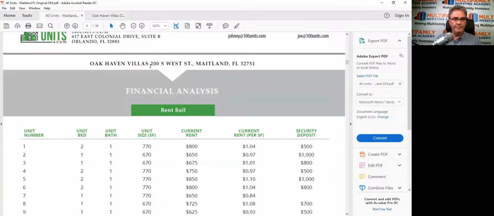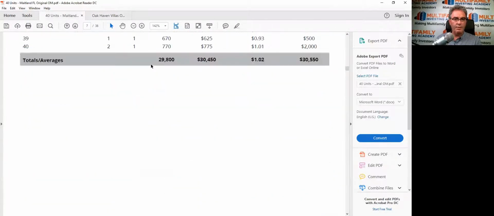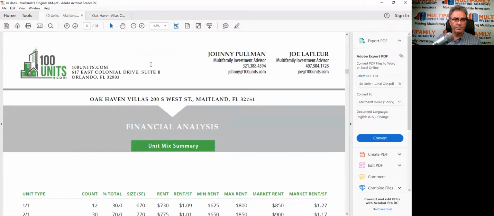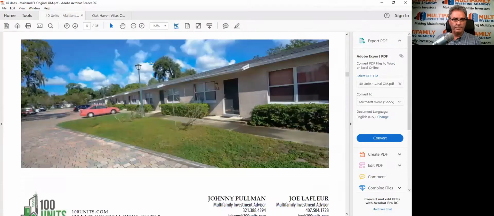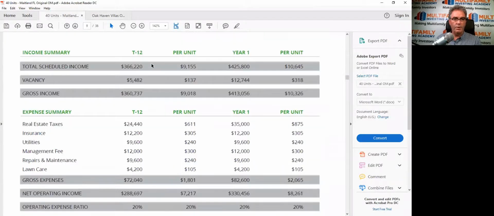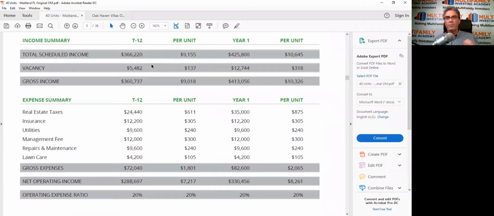Let me find it. Scroll down. And here it is. Right here. Okay. Now, first off, one of the most important things about any type of financial statement in any industry is understanding the time that the report is being reported on.